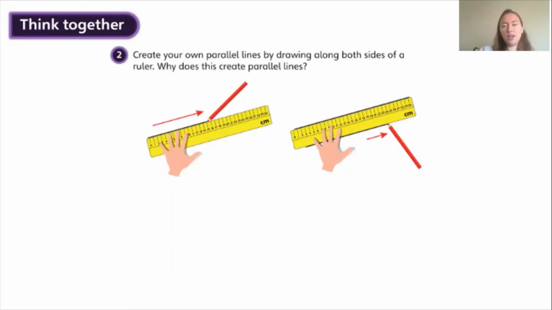For part 2, what I would like you to do is create your own parallel lines. You can do this by drawing down either side of a ruler. However, there's loads of other ways you could do this. Especially if you've got your squared maths book with you at home, have a practice at using the squares to help you draw parallel lines. If you want a challenge, you can draw some perpendicular lines too, and the squares in your maths book will really help you.